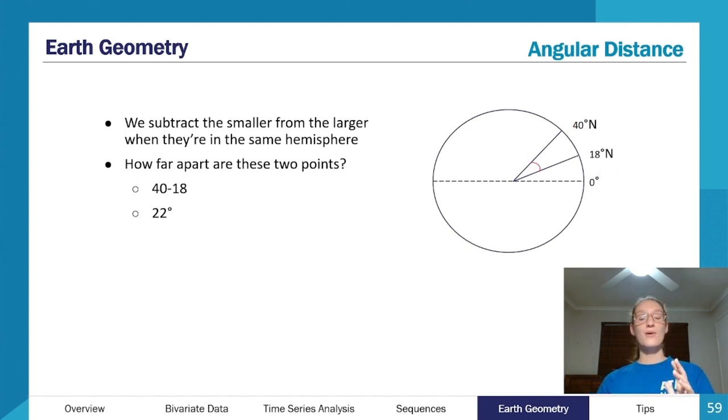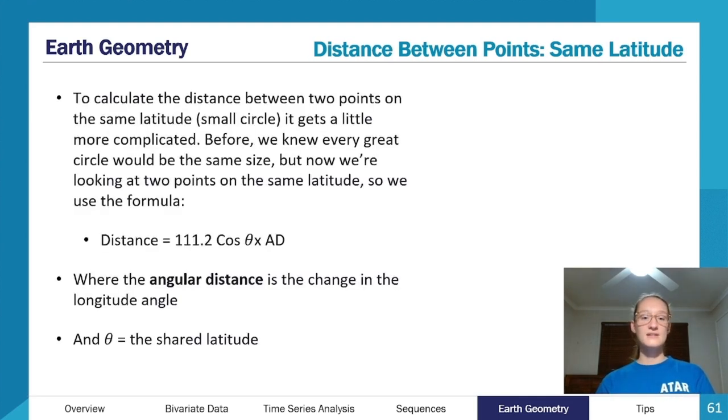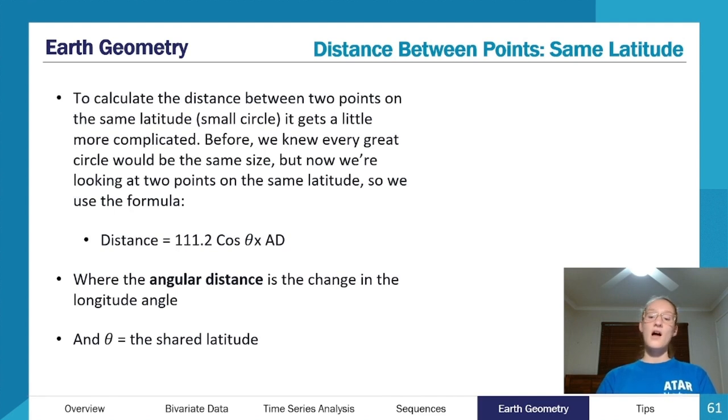So that's why, when the points are in different hemispheres we add, and when the points are in the same hemisphere, we subtract to get the angular distance. So now that we've figured out what's the 111.2 and what's the angular distance, we can use it in our formula. But we'll do an example a bit later if we have time. We're almost finished. We've got about 10 or so minutes left.